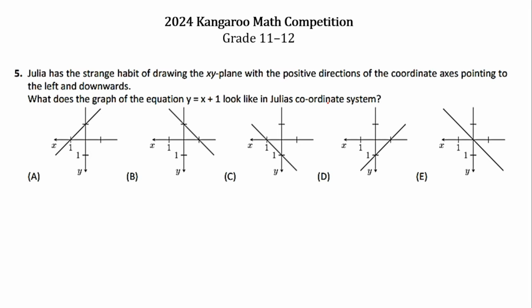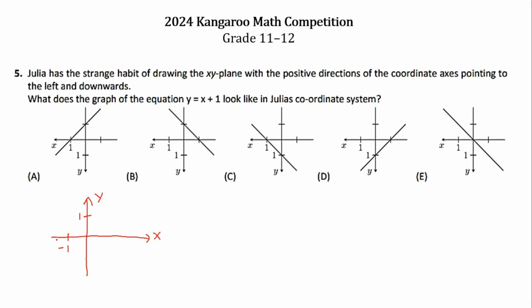Okay, so using the correct Cartesian plane, the positive y-axis is here, the positive x-axis is here, right? And the graph of y equals x plus 1 passes through the point (0, 1) and (-1, 0).